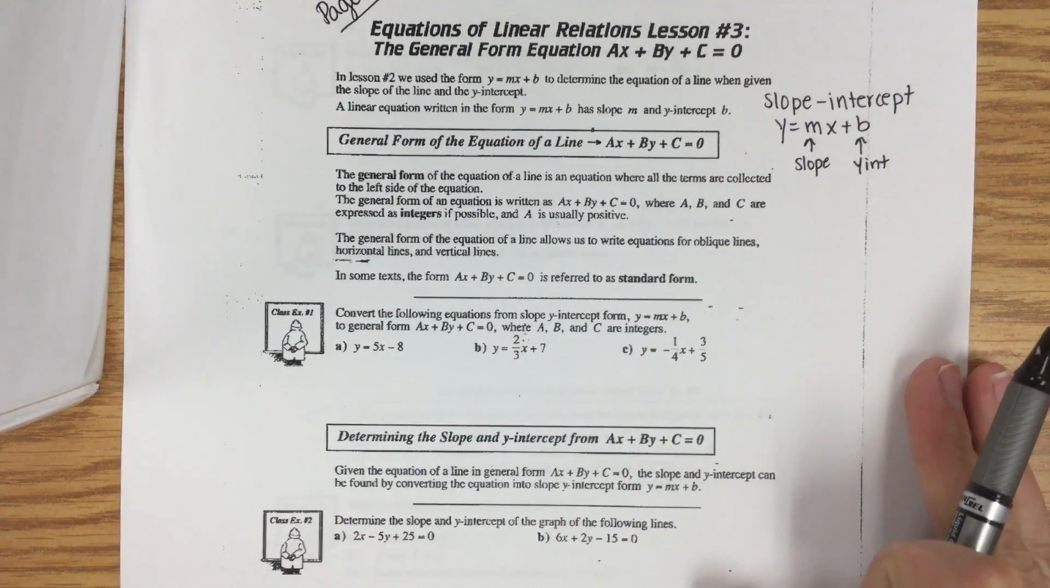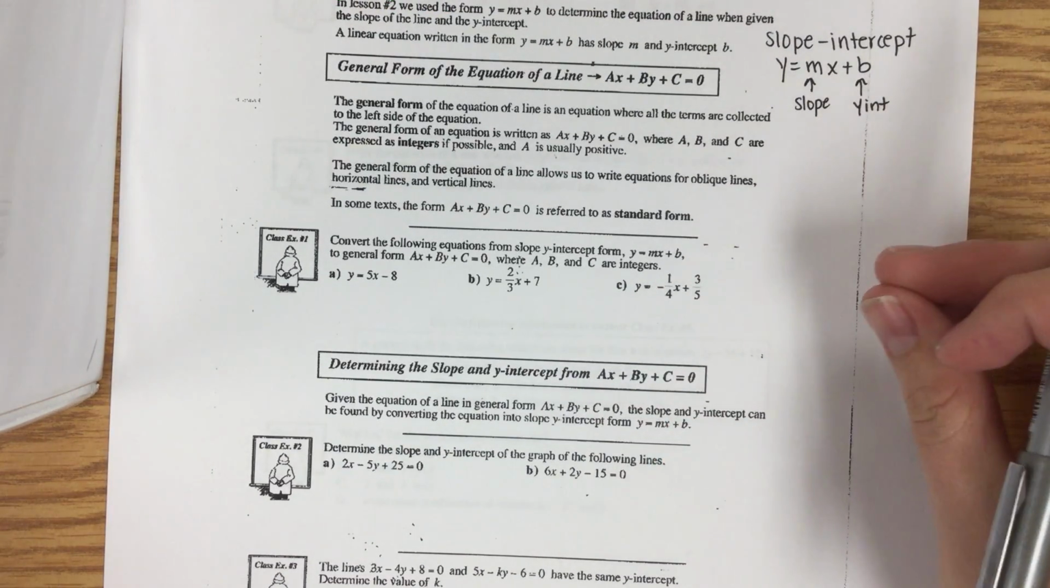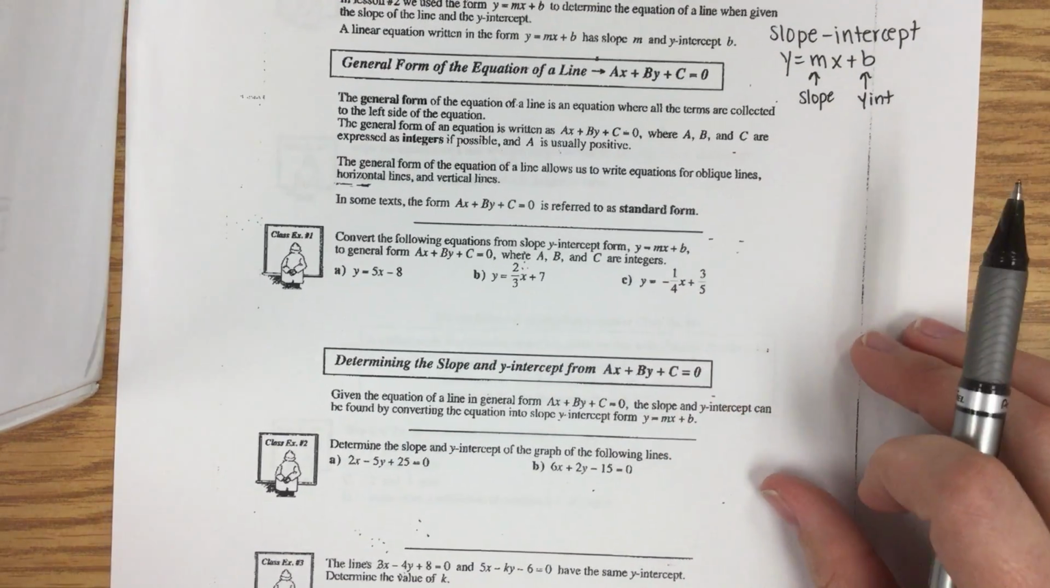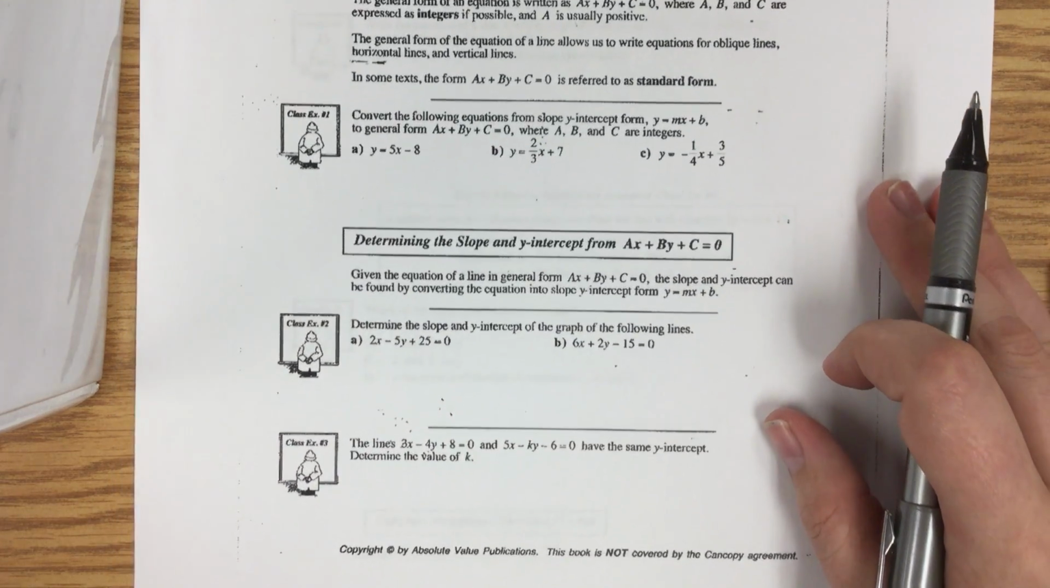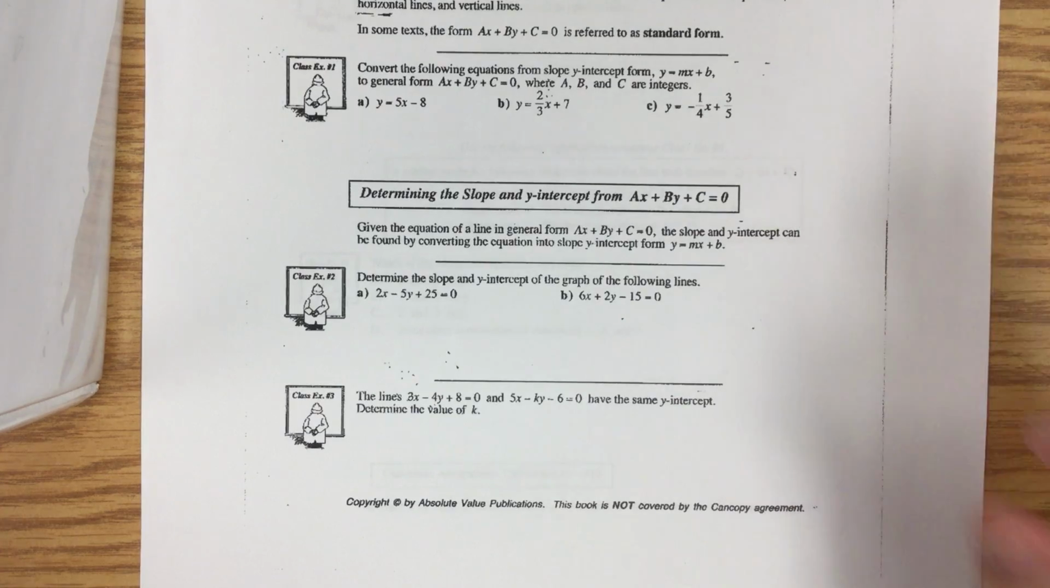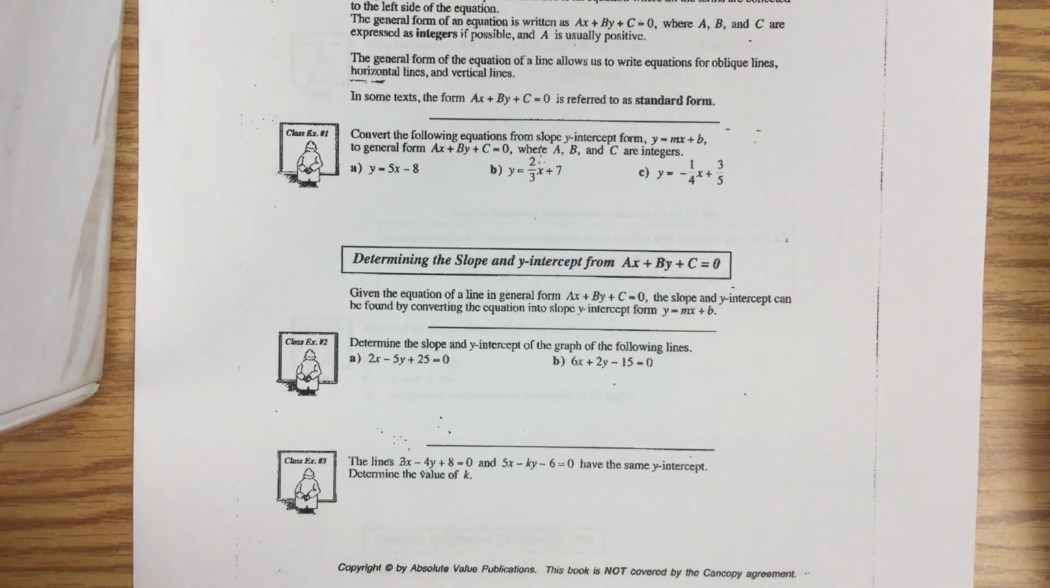And so we're going to work through how do we get from this slope-intercept form or use the characteristics of our line to try and get this general form of the ax plus by plus c form. And really, it's only one more step from what we're used to. So I'm going to start on class example number 1. Convert the following from slope-intercept form, y equals mx plus b, to general form, ax plus by plus c equals 0, where a, b, and c are integers.